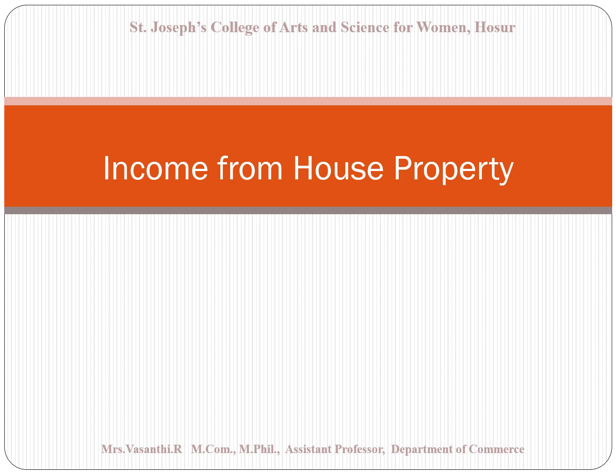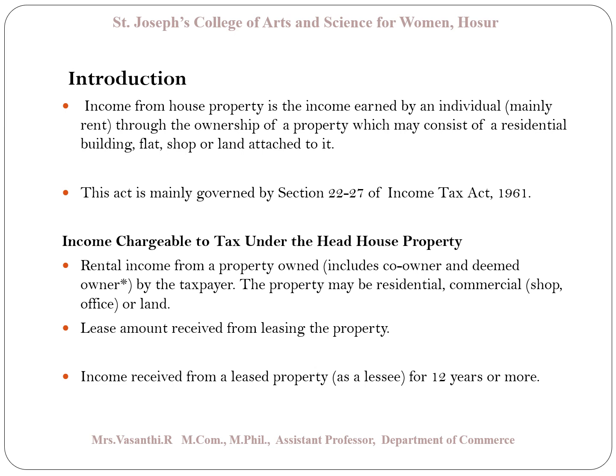Going to discuss the income from house property. So, introduction of house property: it is income earned by an individual through the ownership of a property. The property may consist of a residential building, flat, shop or land. This is mainly covered by Sections 22 to 27 of the Income Tax Act, 1961.